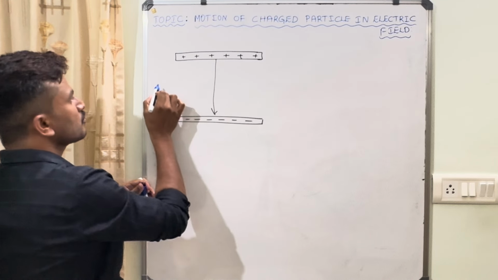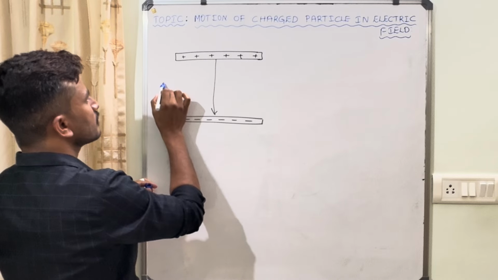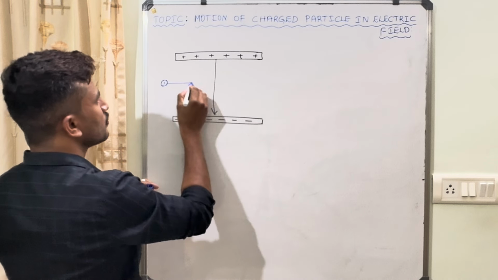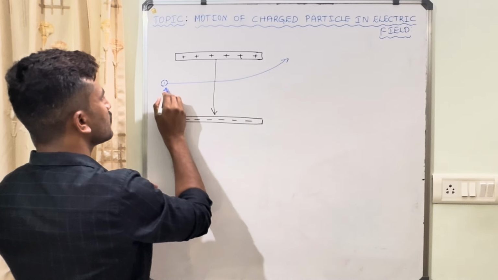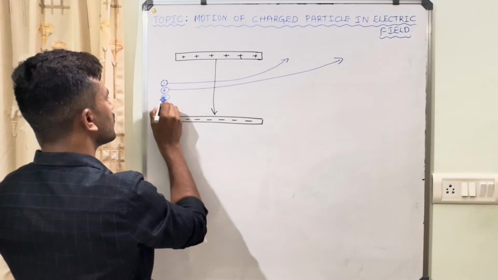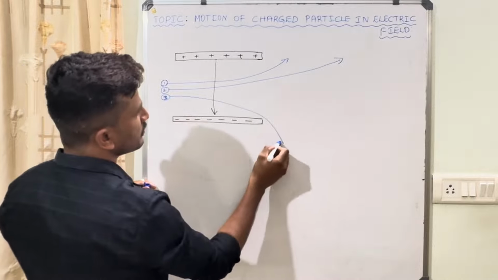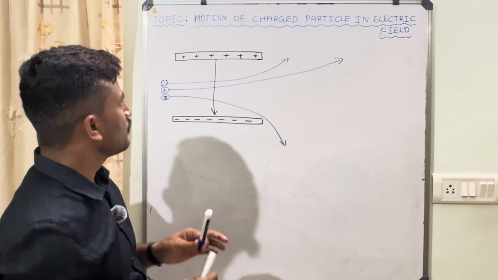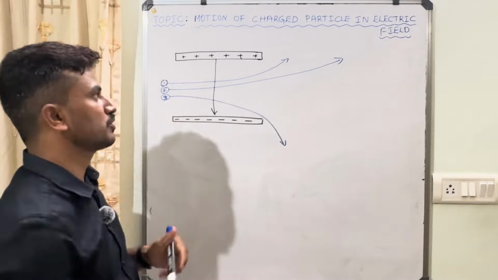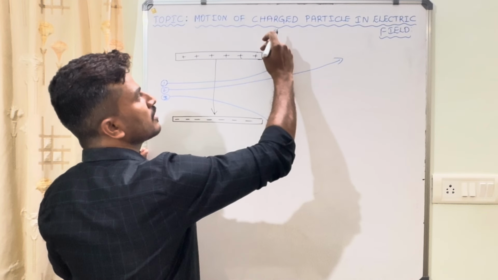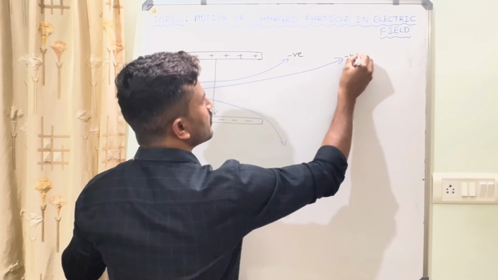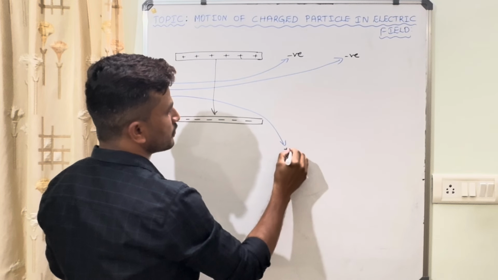So I will throw a few particles into this region. Let's consider particle 1 moves in this direction, particle 2 moves in this direction, particle 3 moves like this. We have to find, for 1, 2, 3, what is the polarity of charges? Of course, the one which gets attracted towards the positive plate is the negative charge, right? So 1 is negative, 2 is also negative, and 3 should be positive.